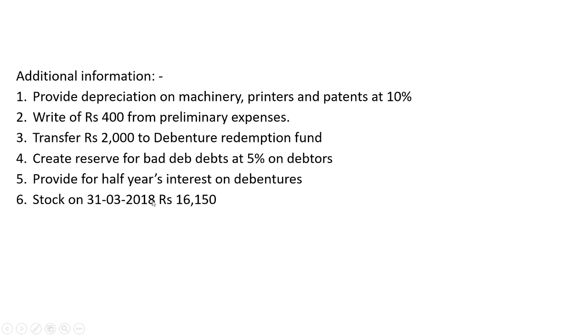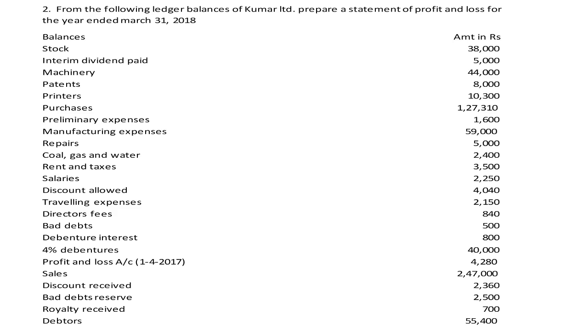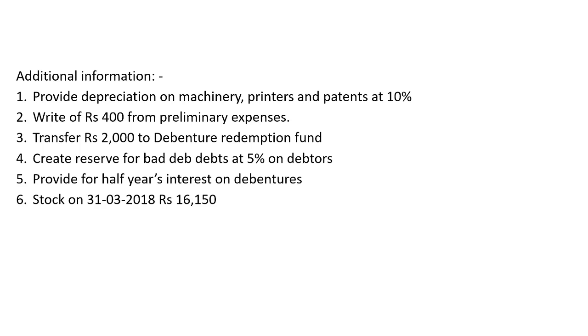And stock on 31st March 2018 is 16,150. That is the closing stock as on 31st March 2018. So with the help of the above information, we have to prepare the profit and loss statement of Kumar Limited as on 31st March 2018.